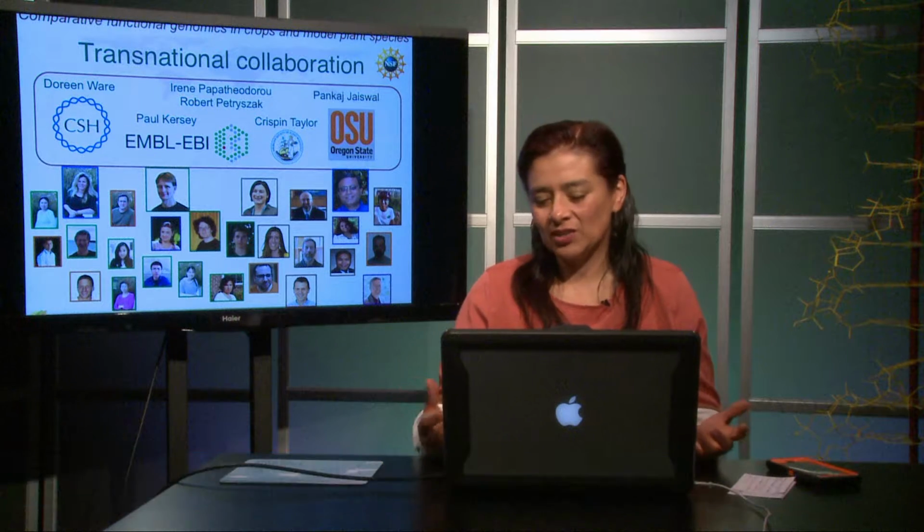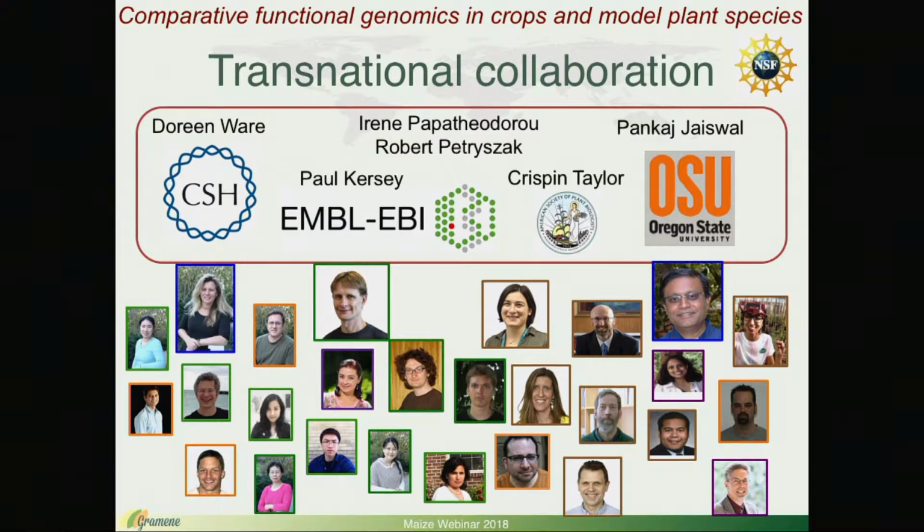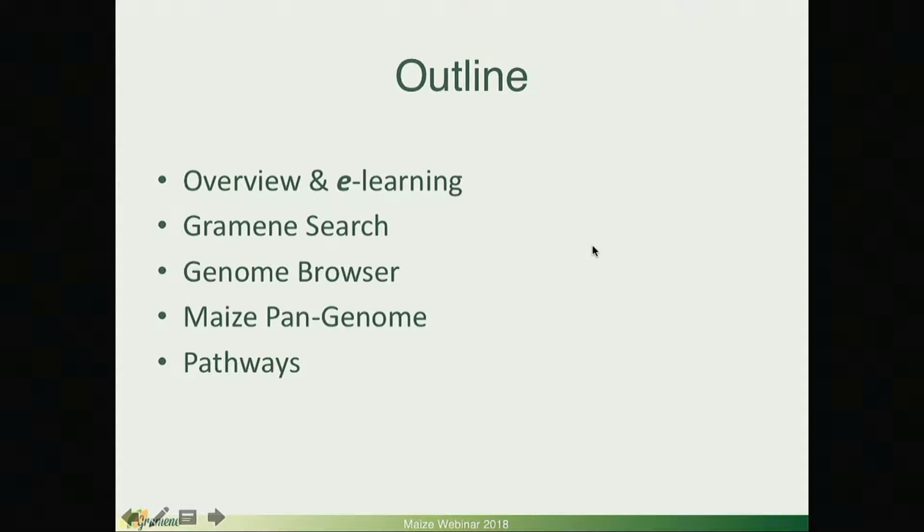I will start by telling you, if you're not aware already, that the project is a transnational collaboration, and this is the people that make it possible. I am personally based at Cold Spring Harbor Laboratory in New York, but we collaborate very closely with the Jaiswal Lab at OSU, with the Ensembl Plants and Expression Atlas at the European Bioinformatics Institute, and the American Society of Plant Biologists.